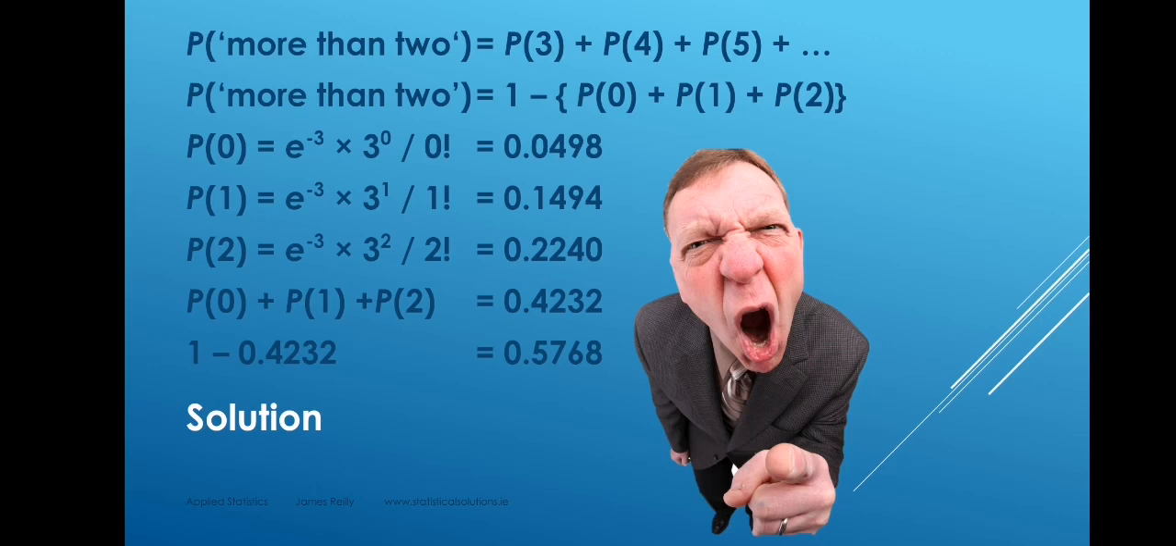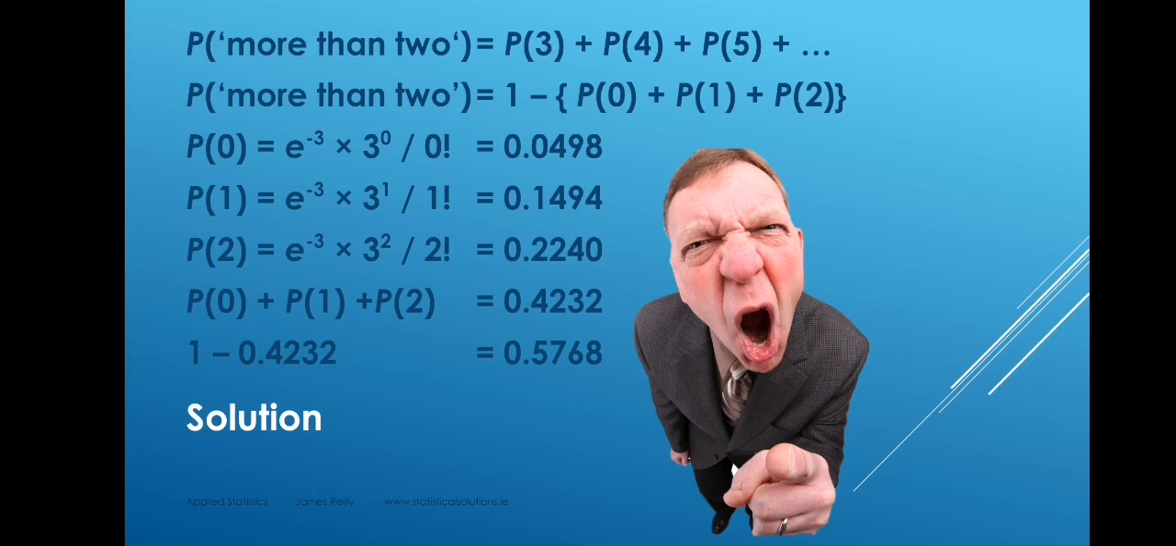So we substitute 0 into the formula and we get P0 is 0.0498. We substitute 1 into the formula and we get 0.1494. And we substitute 2 into the formula, we get P of 2 equals 0.2240. In each case, of course, substituting 3 for lambda because 3 is the mean. We add those results together, giving us 0.4232. That's the probability that there will be 0 or 1 or 2 complaints on a particular day.